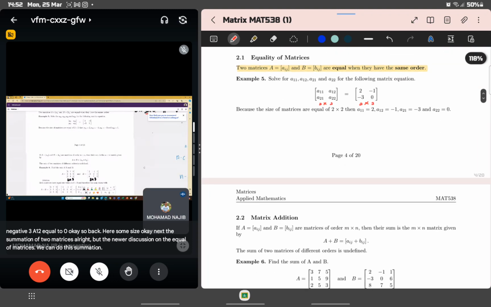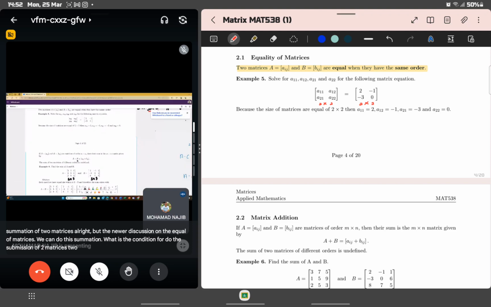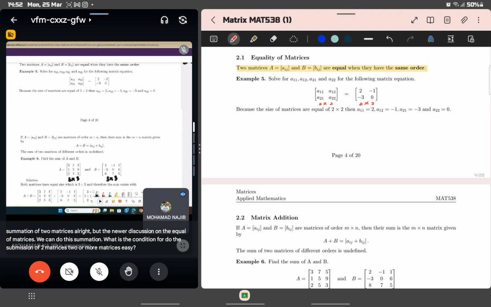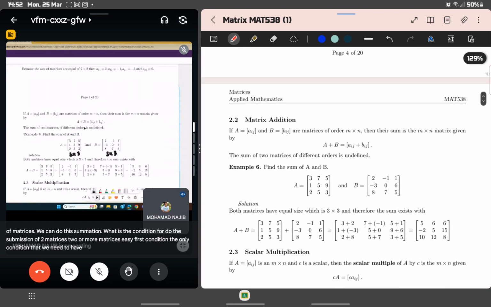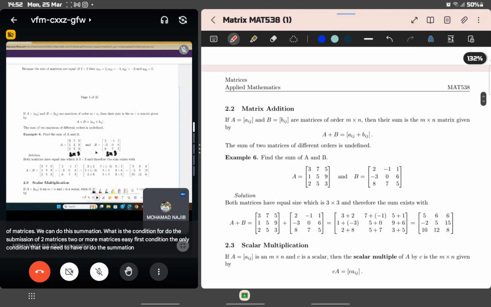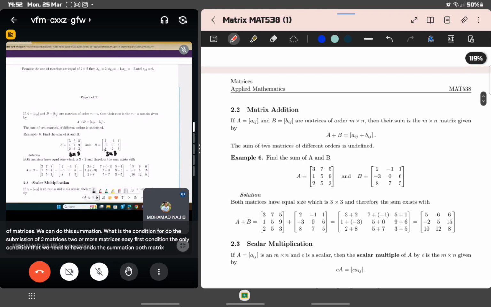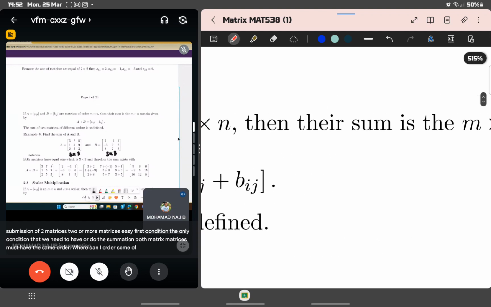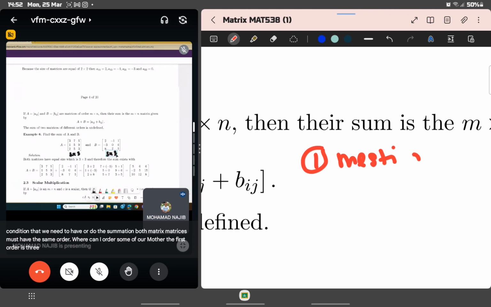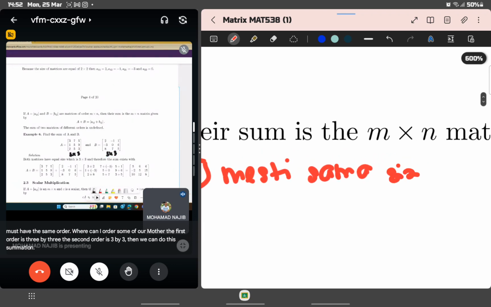What is the condition for do the summation of two matrices, two or more matrices? Easy. First condition, the only condition that we need to have for do the summation, both matrices must have the same order. Dia kena ada order yang sama, baru dia boleh ada tambah atau tolak, kan? Tambah contohnya, the first order is 3 by 3, the second order is 3 by 3, then we can do the summation.